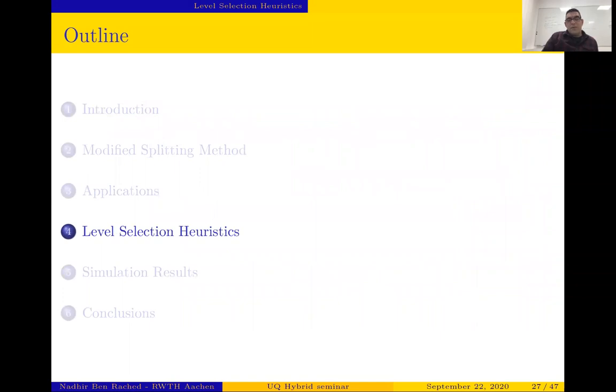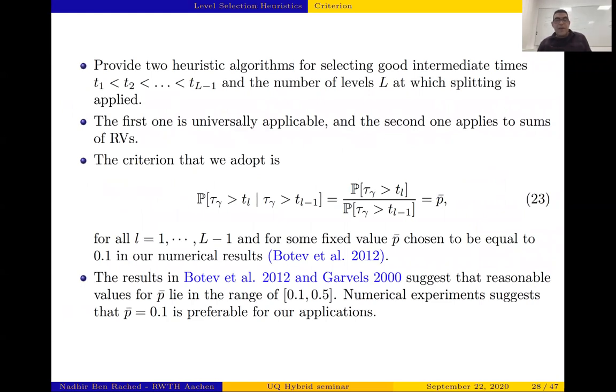Next, we move to present two heuristics to select the levels, to select the times where the splitting is performed. The aim here is to provide two heuristic algorithms for selecting good intermediate times T1 to TL-1 and the number of levels at which splitting is applied. The first heuristic is universally applicable. However, the second applies only to sums of random variables.